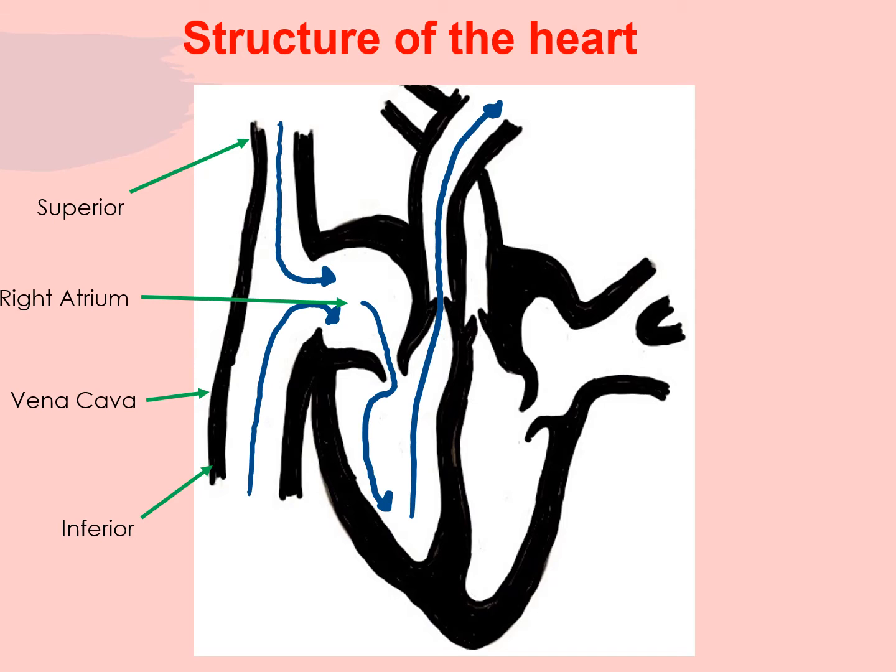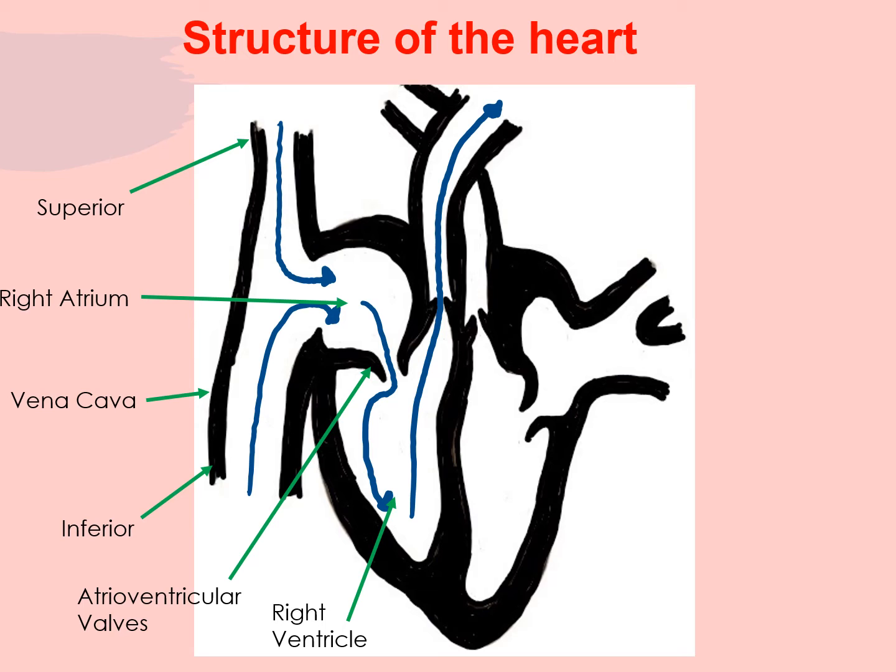Blood goes from here. When it contracts, it passes it into the next chamber, which is the right ventricle. Between these two chambers are a set of valves. These are the atrioventricular valves. These stop blood flow from going backwards from the ventricle into the atrium when the ventricle contracts.